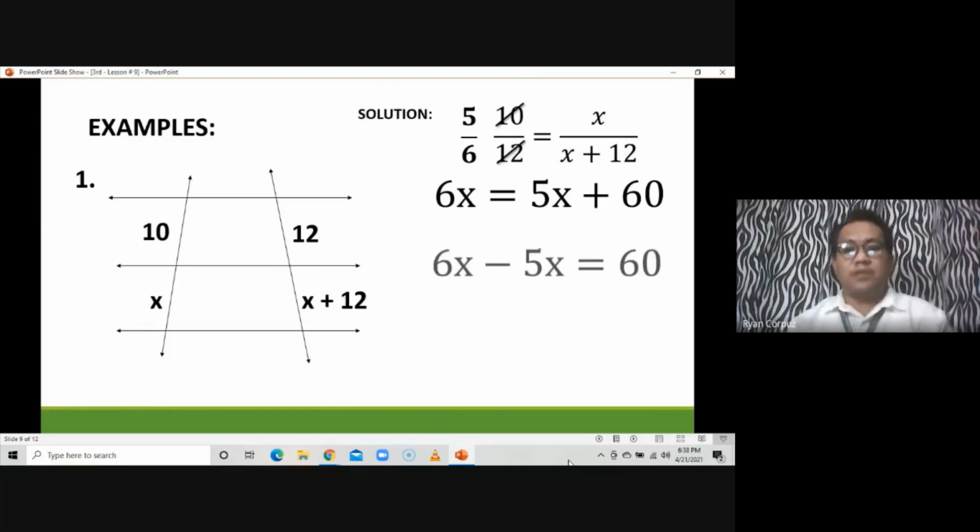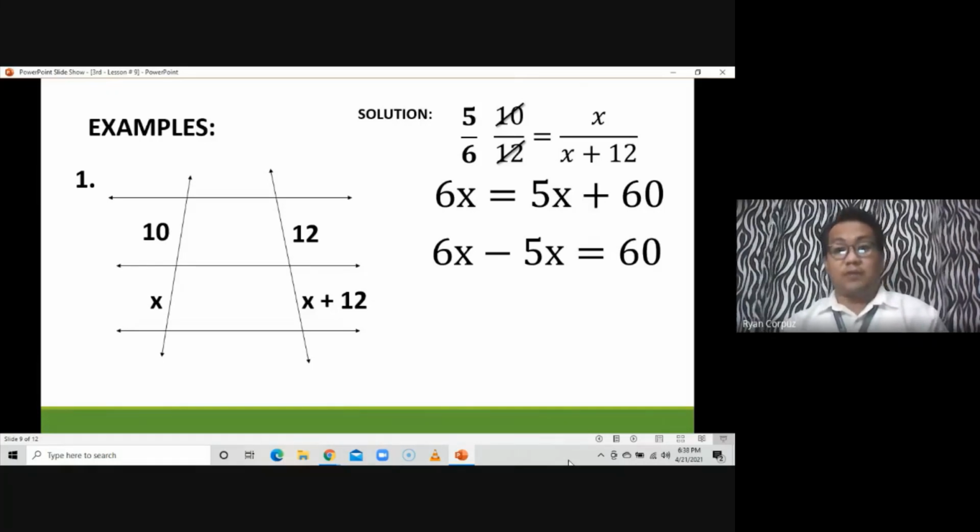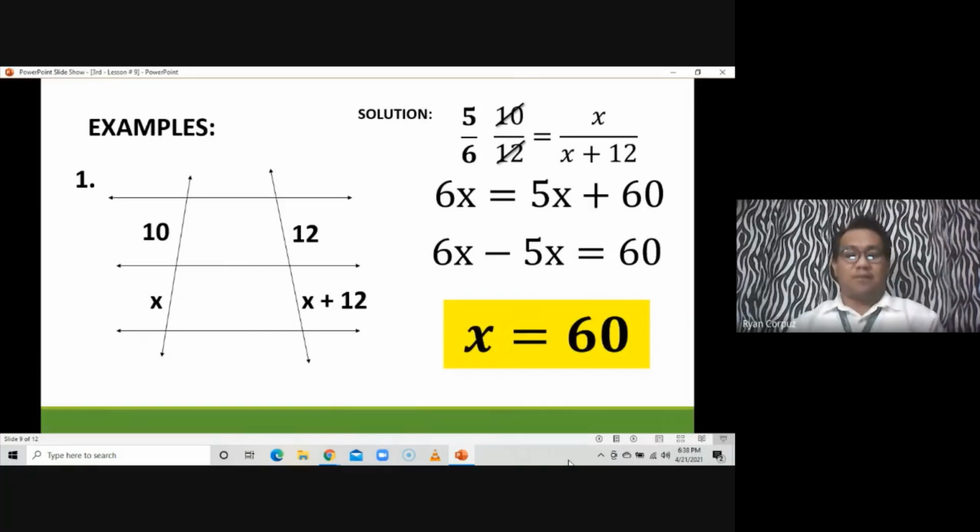Then move natin yung 5x to the left side of the equation. So it will become 6x minus 5x is equal to 60. Then 6x minus 5x is equal to x already, which is equal to 60. So yun yung hinahanap natin in the problem. So if x is 60, then 60 plus 12 would be 72. That's 60 over 72. So pag nilowest term ba yun, same as 5 over 6? Yes, because 60 and 72 are both divisible by 12. So pag nilowest term natin yon, that will be the same as 5 over 6.